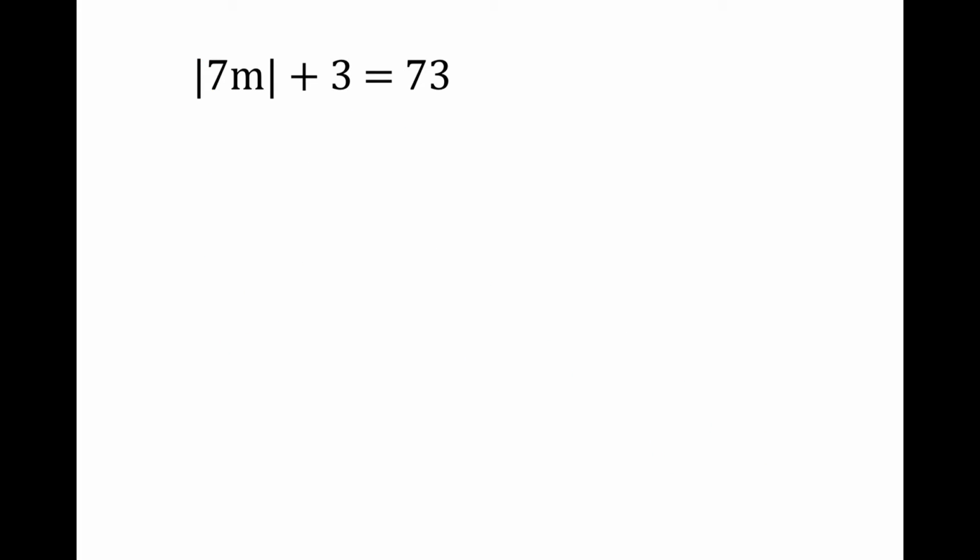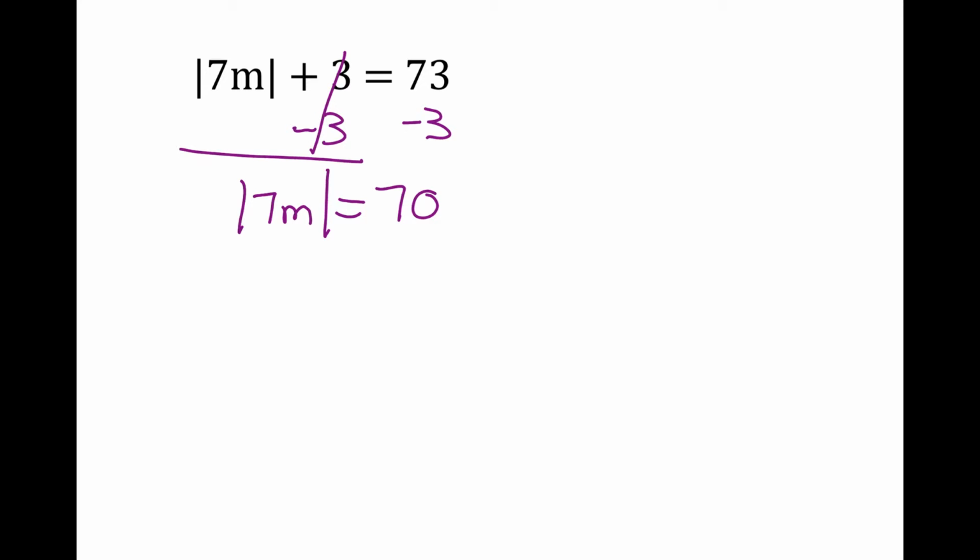Moving on, we have the absolute value of 7m plus 3 equals 73. I ask myself again, is there anything on the outside of the absolute value bars on the left-hand side of the equation? Yes, we have this plus 3 in our way. So we can go ahead and get rid of that. Subtract 3 from both sides. Absolute value of 7m equals 70. Now, is there anything on the outside? No. So we go ahead and we make our two equations.